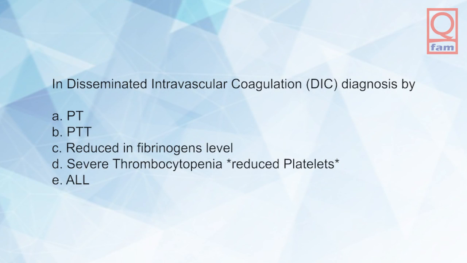In disseminated intravascular coagulation, DIC, diagnosis by A. PT, B. PTT, C. reduced fibrinogen level, D. severe thrombocytopenia, reduced platelets, E. all. The answer is E, all.